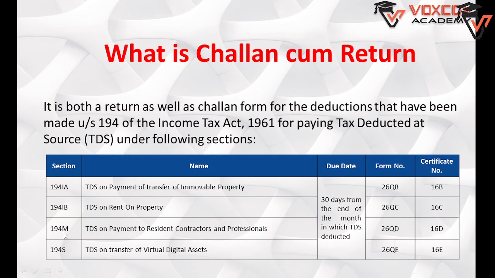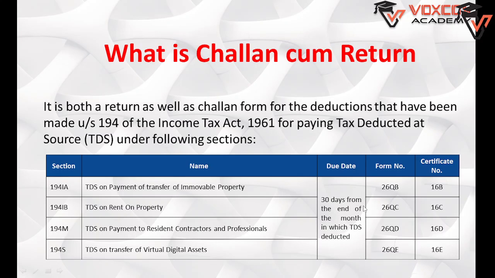Next section is 194M, which is TDS on payment to resident contractors and professionals. Its form is 26QD and certificate number is 16D. Next is section 194S, which is very newly introduced, that is TDS on transfer of virtual digital assets. Its form number is 26QB and its certificate number is Form 16E.